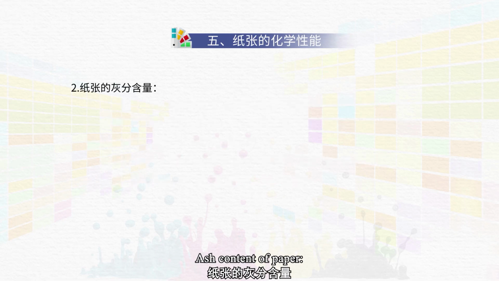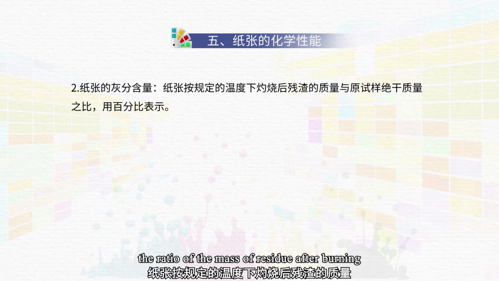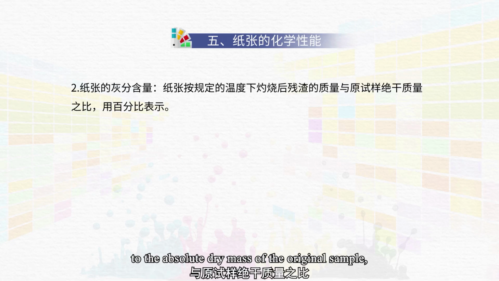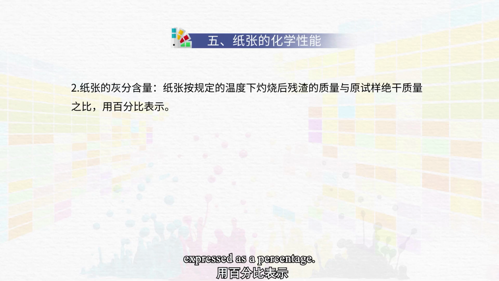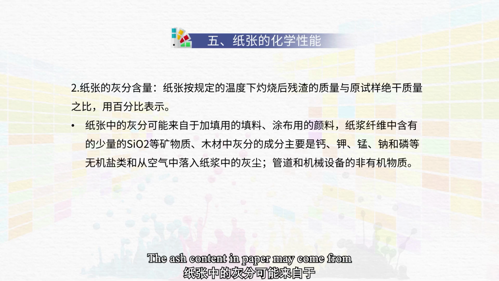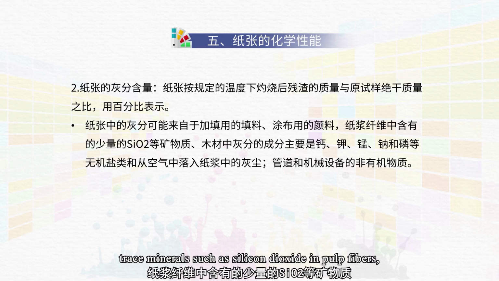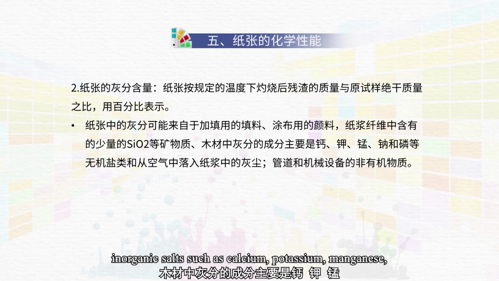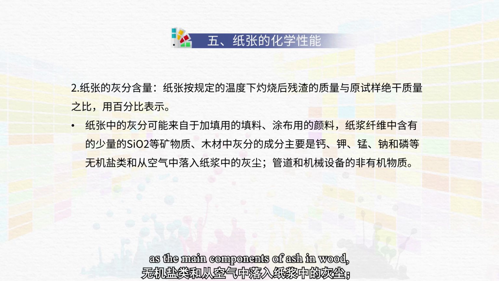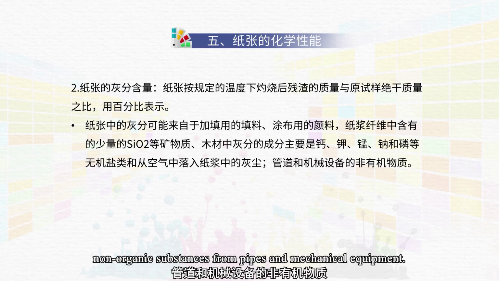Ash content of paper. The ratio of the mass of residue after burning the paper at a specified temperature to the absolute dry mass of the original sample, expressed as a percentage. The ash content in paper may come from fillers used for filling, pigments used for coating, trace minerals such as silicon dioxide in pulp fibers, inorganic salts such as calcium, potassium, manganese, sodium, and phosphorus as the main components of ash in wood, and dust falling into the pulp from the air. Non-organic substances from pipes and mechanical equipment.